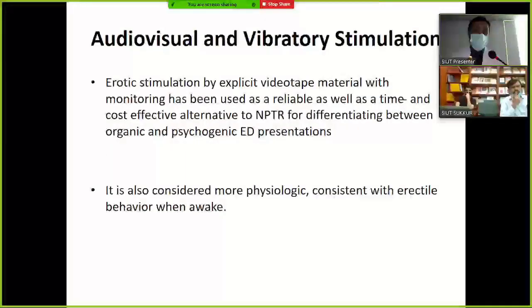Then audiovisual and vibratory stimulation test, in which erotic stimulation by explicit videotape material with monitoring has been used as a reliable as well as time and cost effective alternative to NPTR for differentiating between organic and psychogenic ED presentations. It is also considered more physiologic, consistent with erectile behavior while awake.